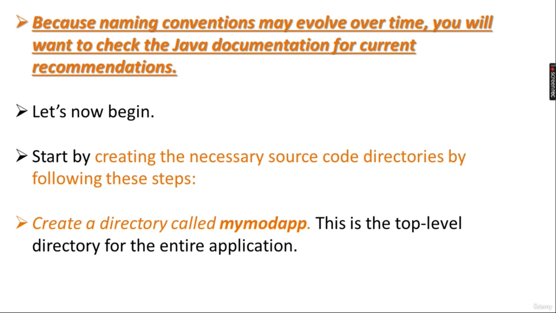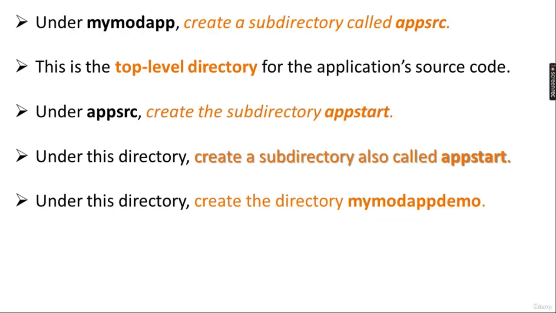First, create a directory called mymodapp. That is the basic directory, the top level directory for the entire application. So first of all, go to whatever place you like. Open your Windows, go to My PC or This PC, whatever your name is. Go to a drive other than C drive. C drive is the drive which has all the programs installed on your PC. Other than this, go to D drive, E drive, F drive, whatever drive you like. Right click in the blank space, create a new folder and give it the name mymodapp.